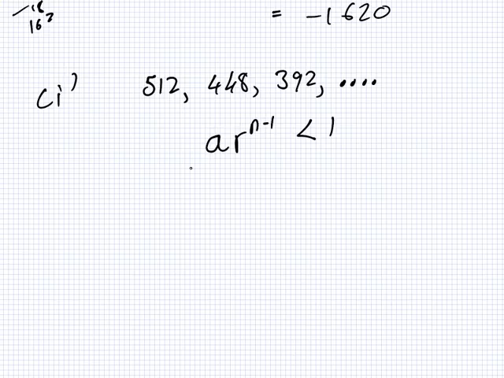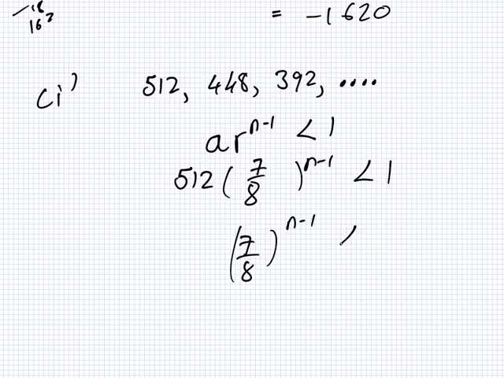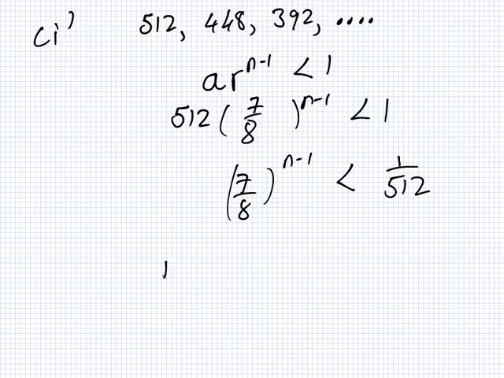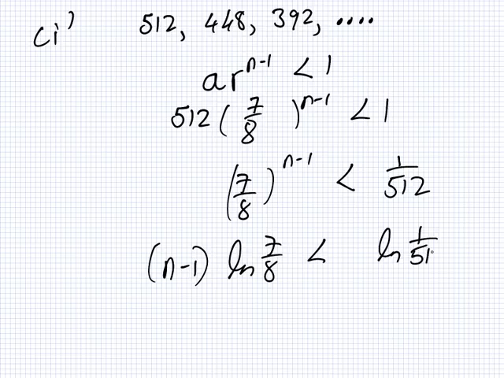Okay, a is 512. What's the r here? Is it like 0.9? 0.8? 7/8, is it? Okay. Right, so that's when is 7/8 to the n minus 1 less than 1 over 512? Put a log on both sides. N minus 1 log 7/8 less than log 1 over 512.